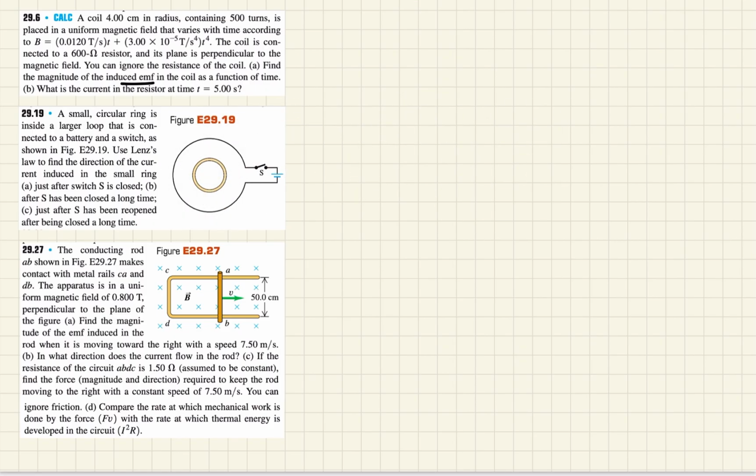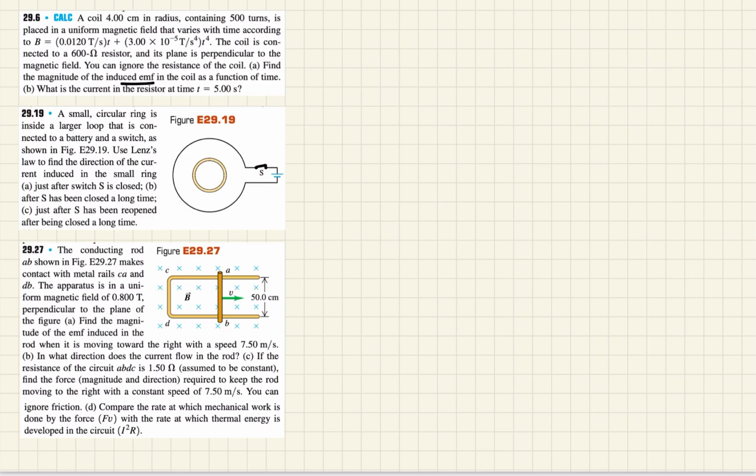Part B, after it's been closed a long time, well, if you think about it, there's no change in current after it's been closed a long time because it's just the same current going over and over again, so there's no change in magnetic flux. There's still a magnetic field being produced, but there's no change in magnetic flux, so there's no induced EMF or induced current. So part B is there's no induced current.